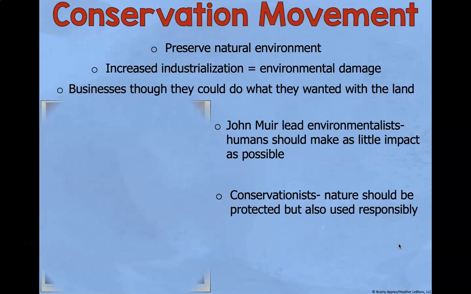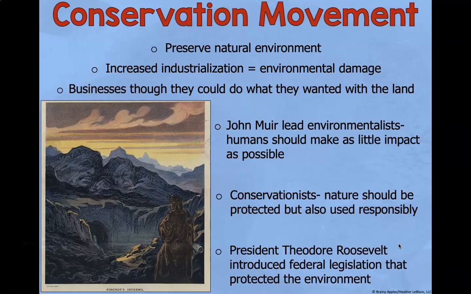Now, another big thing that happened during the progressive movement was the conservation movement, where they wanted to preserve natural land or the natural environment. So when the industrialization movement started to happen, obviously businesses wanted to create more factories. They wanted to create more things. And what happens is that causes environmental damage. You've got a lot of smoke. You've got a lot of pollution. So businesses thought they could do what they wanted with the land.